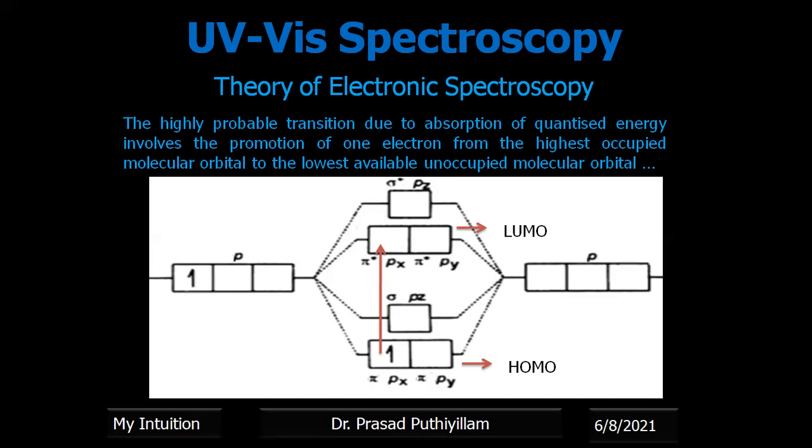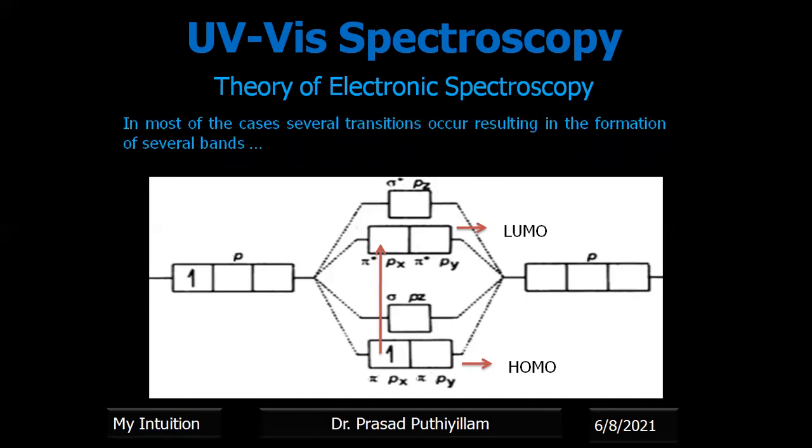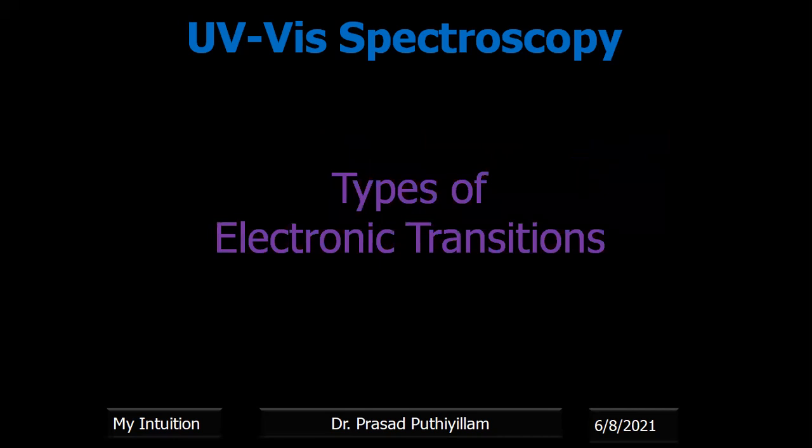Whenever they get a chance, they want to come back to the lower energy, more stable molecular orbital, the bonding molecular orbital. Okay, so that is about that. In most cases, there are several transitions. Not only one electron, several transitions occur, resulting in the formation of several bands. More electrons can also jump to a higher energy level. Then further, if energy is given, they can jump to a further higher energy level. So all those possibilities are also there.